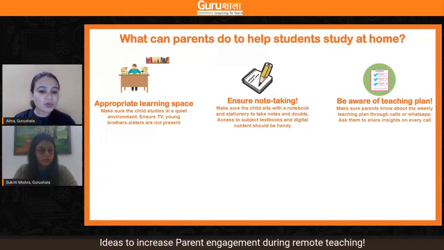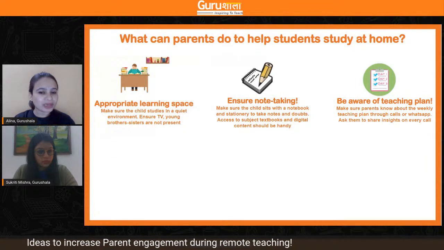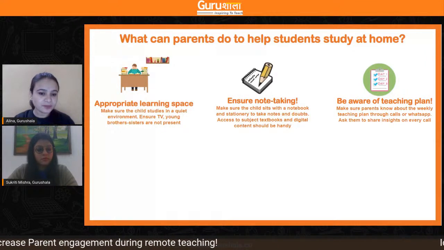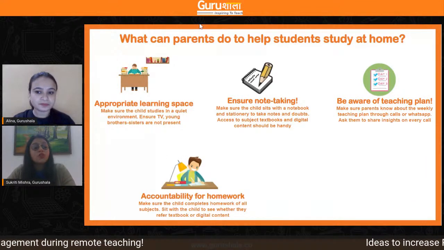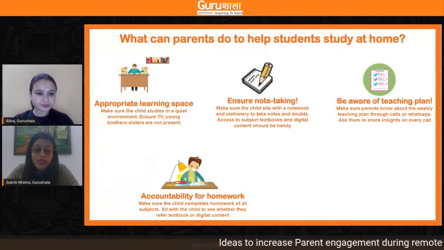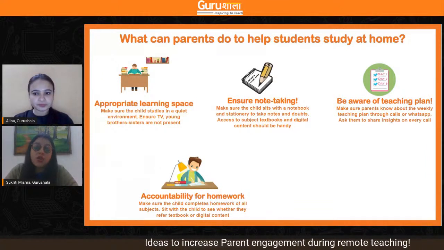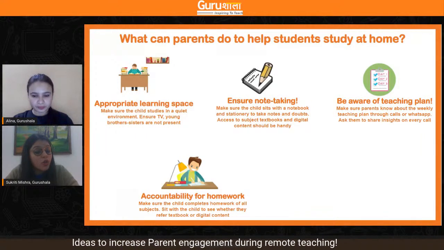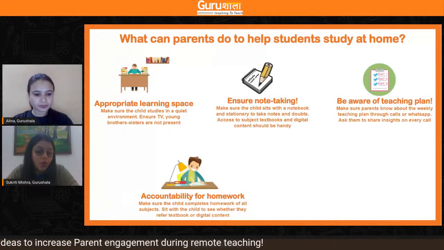So Sukriti, can we move ahead and talk about the fourth point, which is important here? Yes, Alina. Some of our teachers also shared this point, that what parents can do to help students study at home is ensure accountability for homework.